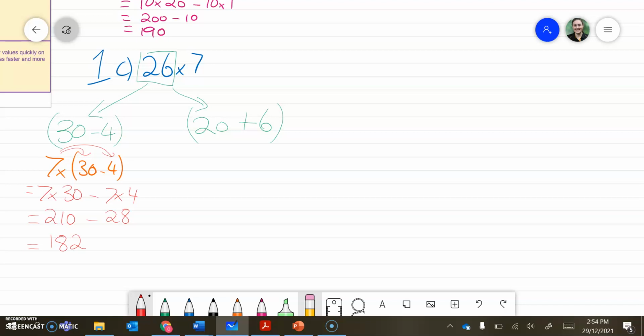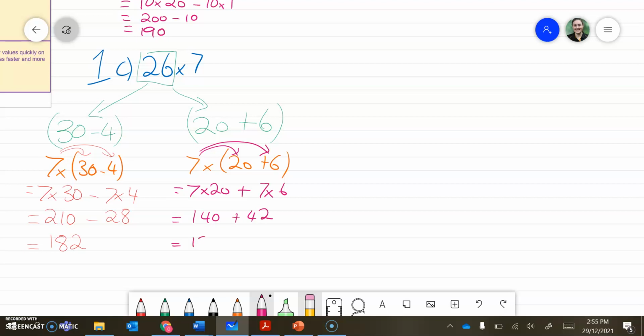Or we could use 20 plus 6, which would be 7 times 20 plus 6. So we would go 7 times 20 plus 7 times 6. You'd have 140 plus 42, which is 182. Now in this case, the 20 plus 6 would have been the easier option, just because 210 minus 28 would take you a little bit longer than doing 140 plus 42. But both ways are correct ways to show your understanding of the distributive law.